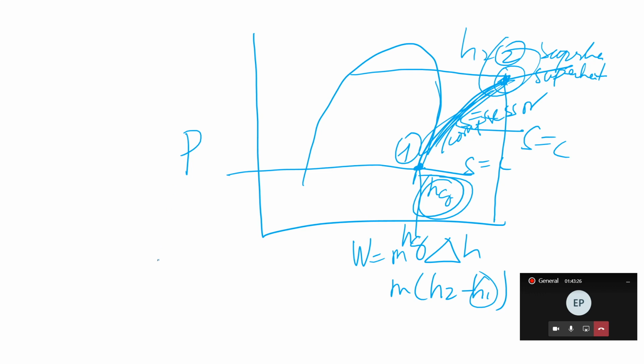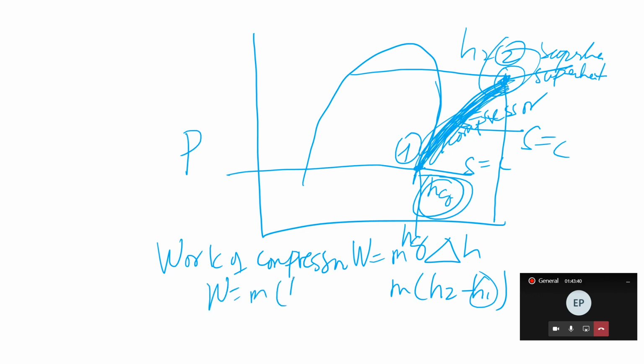Now, if you want to check the work of the compressor, or work of compression, that is the work done in compressing the refrigerant. That is all, we have nothing else. Work is mass times delta H. So this is the mass, this is H2, this is H1. In this case, it becomes H2 minus H1.